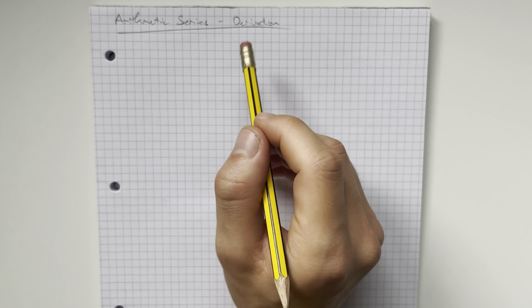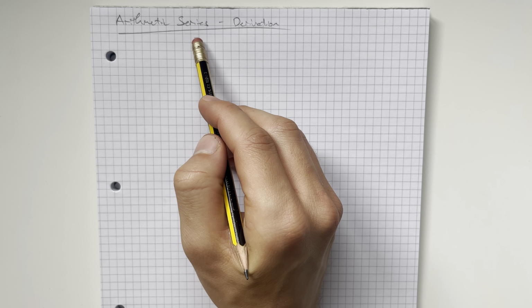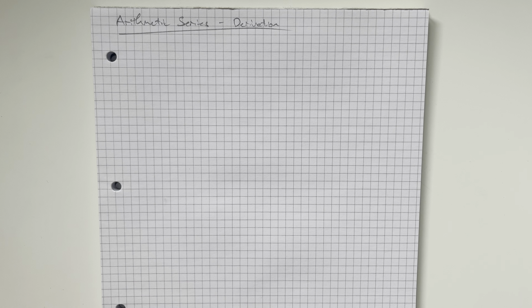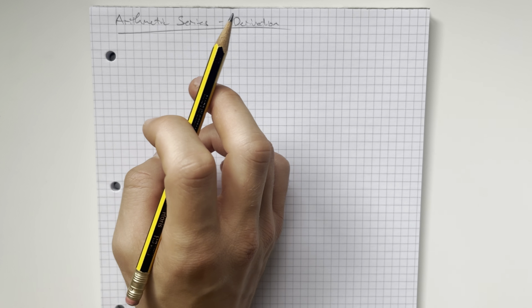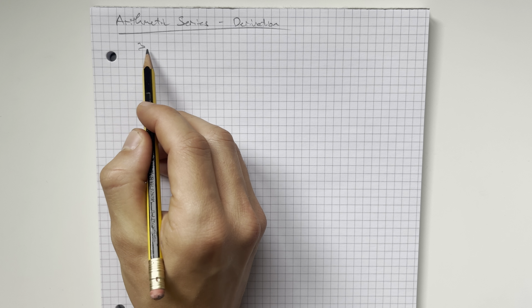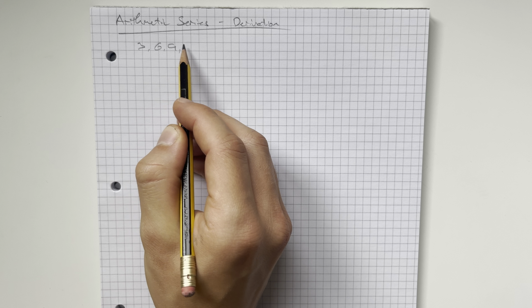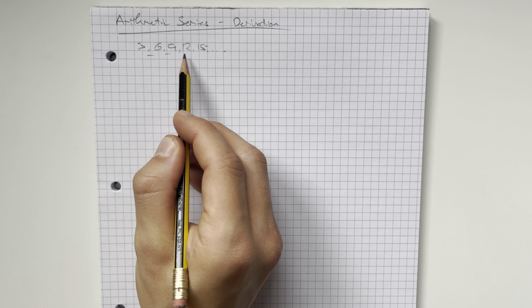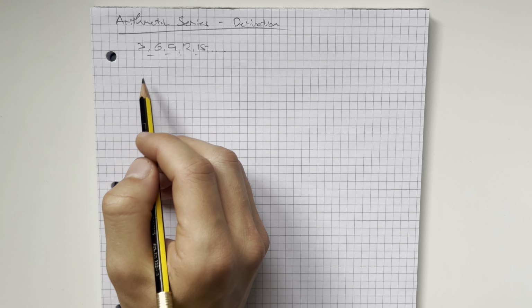Hello, today I'm going to derive the formula for arithmetic series. An arithmetic series is the sum of an arithmetic sequence, and an arithmetic sequence is a sequence that's got all the terms separated by a common difference, all the successive terms. So for example, we could have 3, 6, 9, 12, 15, etc. We notice here the difference is always 3, it never changes.